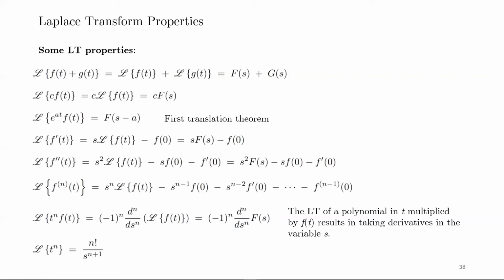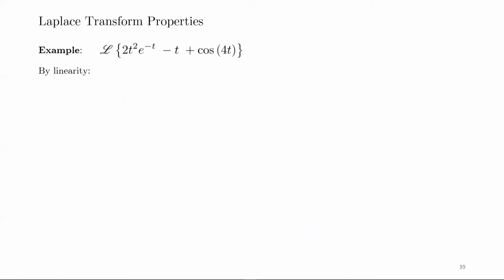So let's look at an example. We want to look at the Laplace transform of 2 times t squared times the exponential of minus t plus cosine of 4t. We know that the Laplace transform is linear, so I can write this as 2 times the Laplace transform of t squared times e to the minus t minus the Laplace transform of t plus the Laplace transform of cosine of 4t.